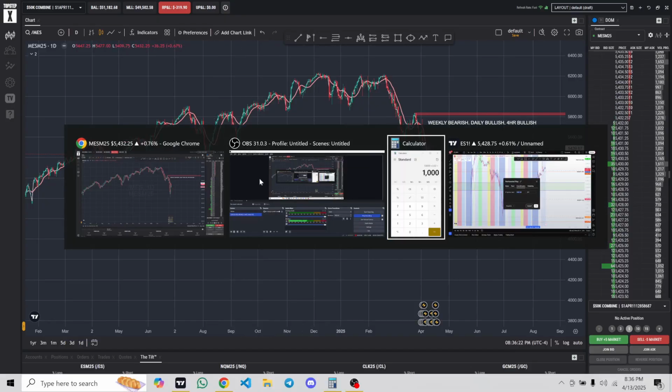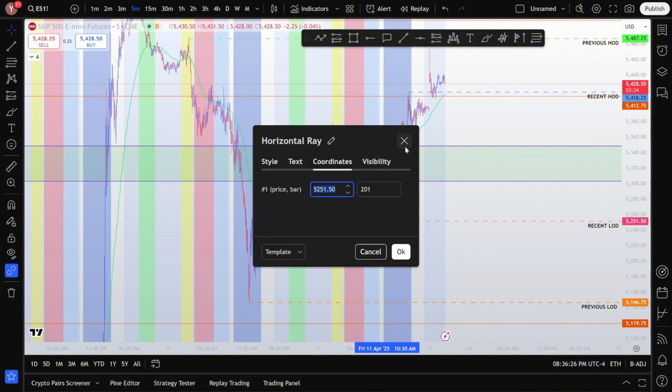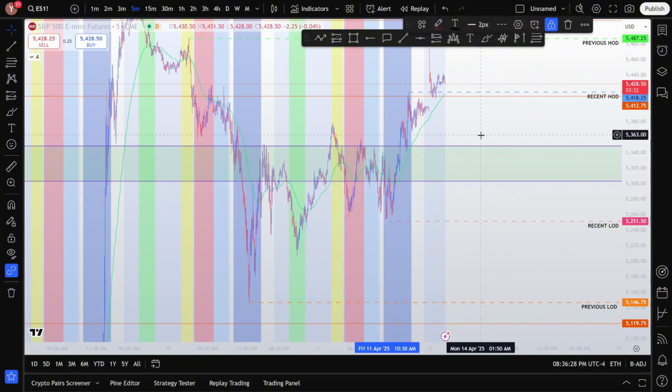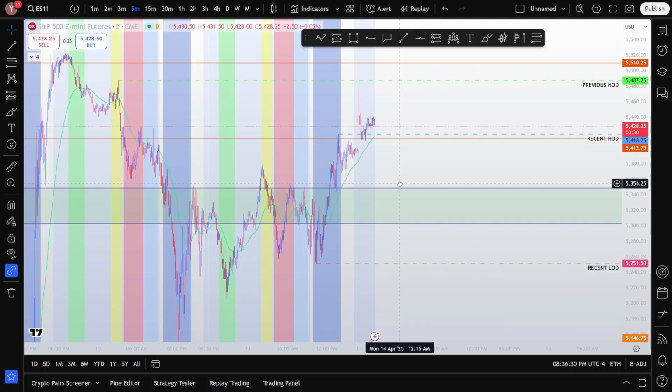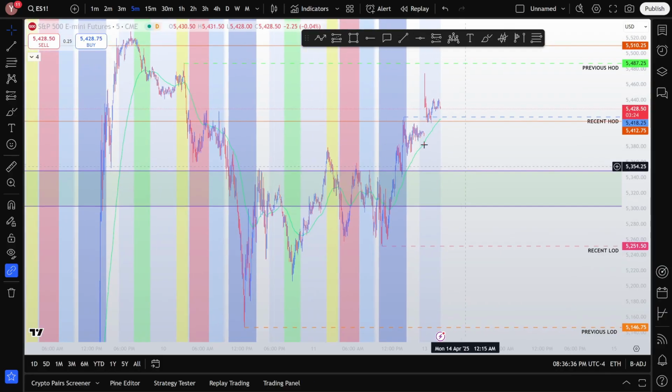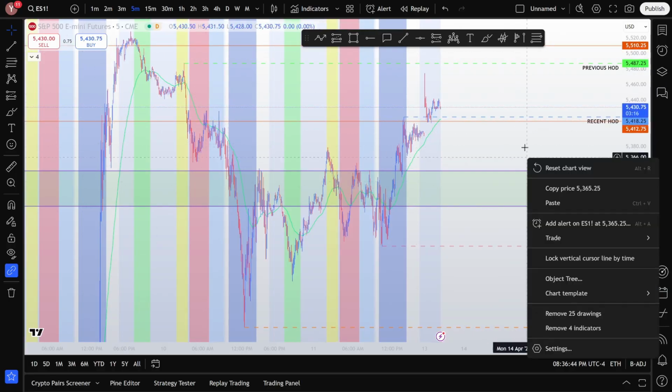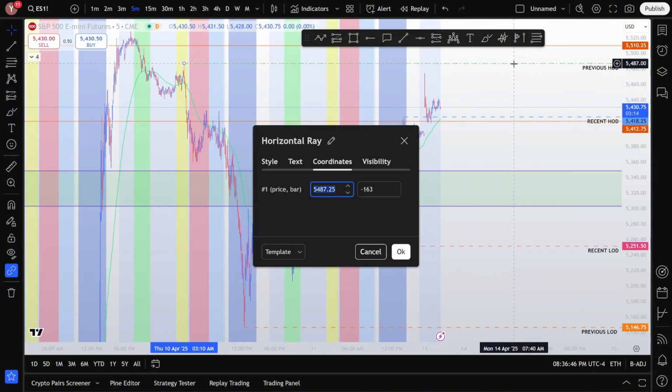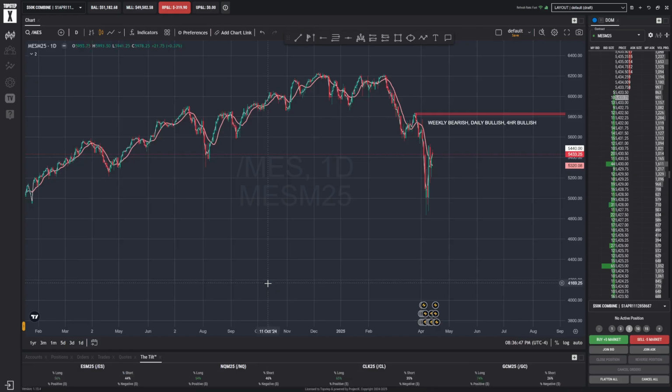So, before anything, I like to actually look at my levels here. I like to use recent and previous highs and lows of days. You'll see why. This will be another video of me explaining how I get these markings and what indicators I use and how I place the levels. But anyways, let's begin. Let's start off with the previous high of day.